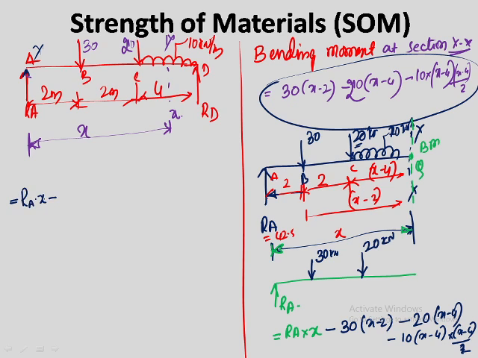RA into x minus 30 into x minus 2, minus 20 into x minus 4, minus 10 into x minus 4 into x minus 4 by 2.